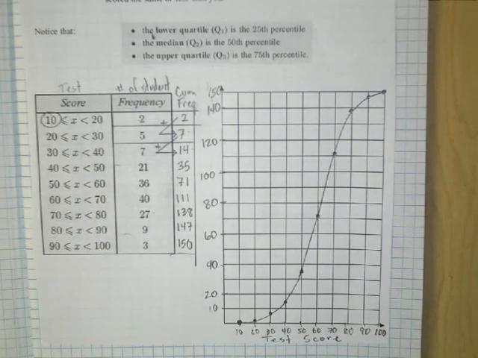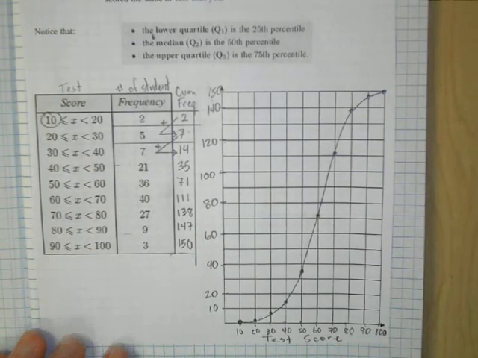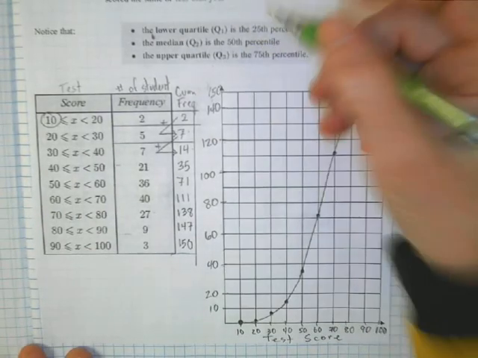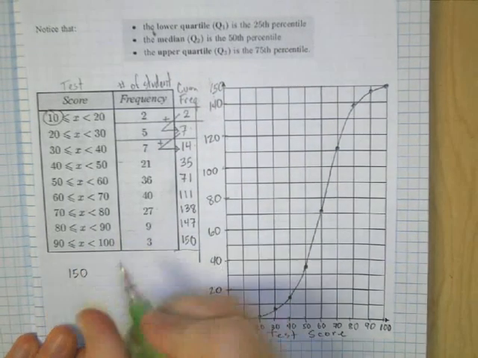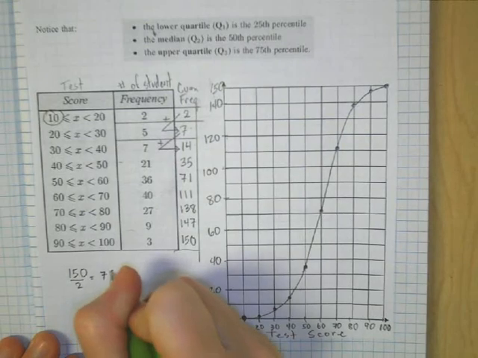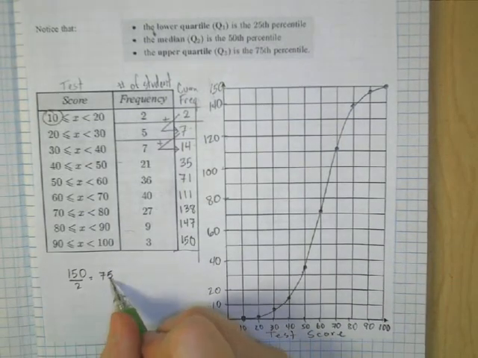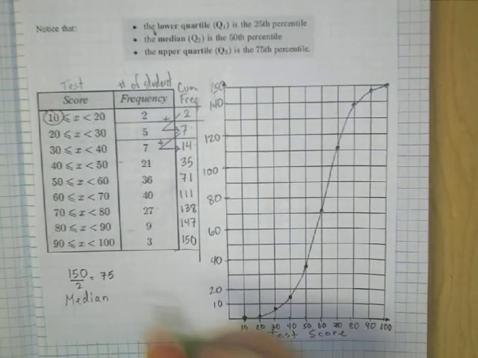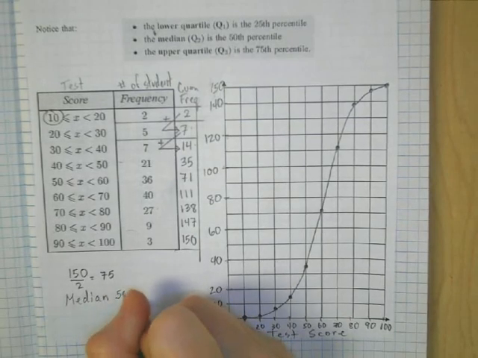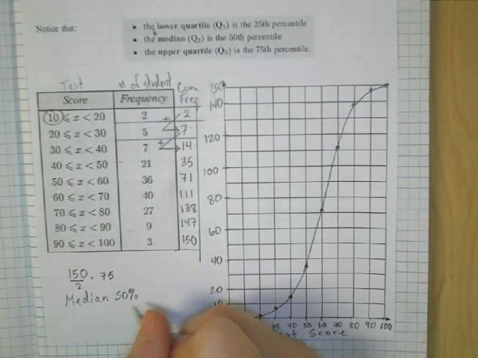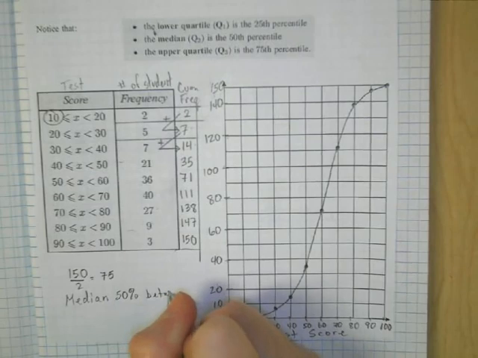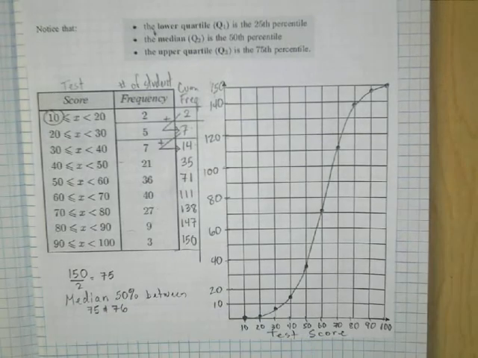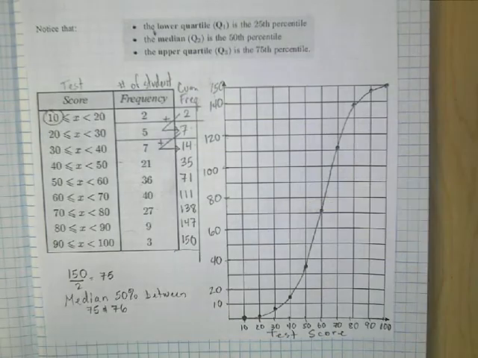All right, so percentiles. Let's go ahead and mark on here where our different percentiles are. The median is the 50th percentile. So if there's 150 students and we divide that by 2, we get 75. That means the 50th percentile is going to be between student number 75 and 76. So let's find that. Here's 70, 75, and 76. So it's going to be about here.